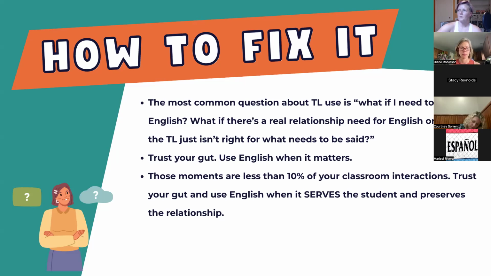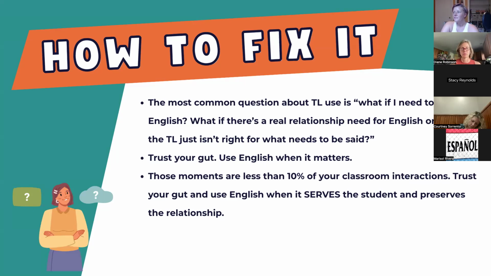So, the most common question that people have about using more target language is, what if there's a real relationship need? Like, I need to speak in English to this person, to help brighten their day or bring more relationship capital to the relationship. I call it relationship points with students. I used to have a quota of how many compliments I would give out or how many times I'd give attention to a specific person in class. You might need to do that in English to earn people's trust.